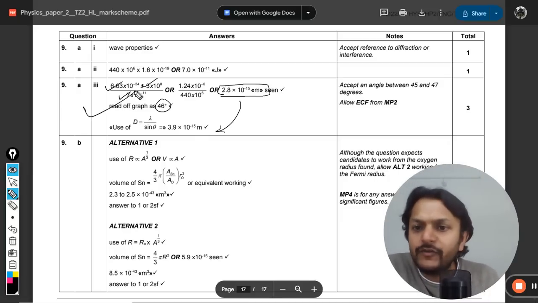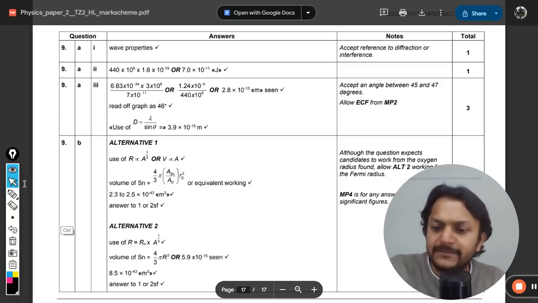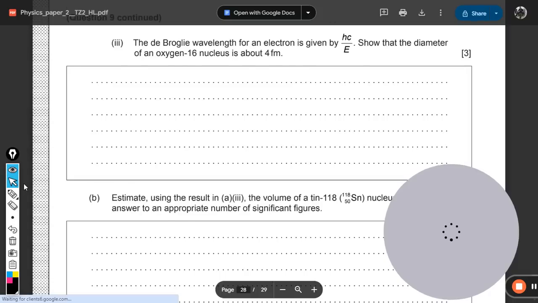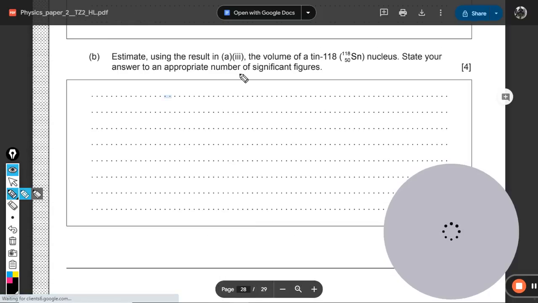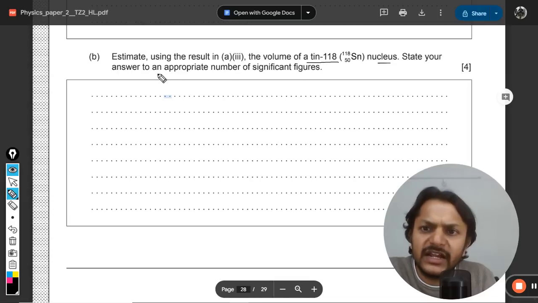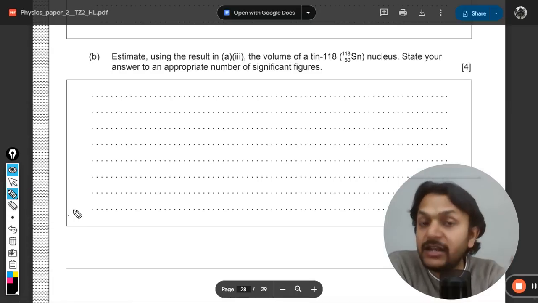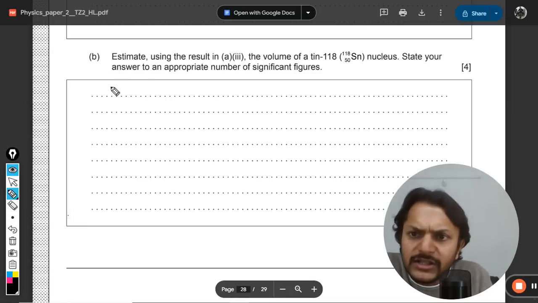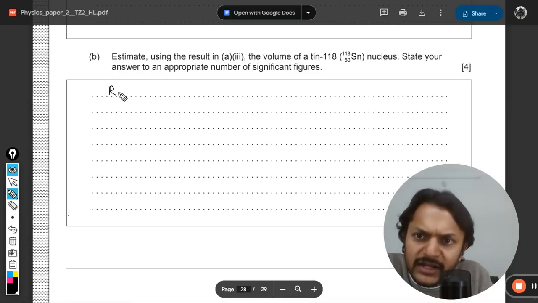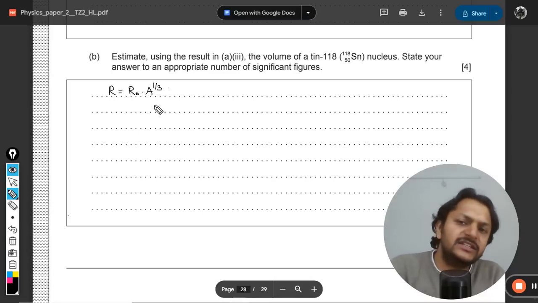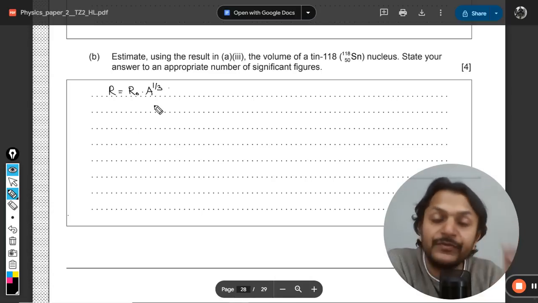Yes. Now we're moving into the next question. Let's see. Estimate using the result in A3 the volume of tin nucleus. State your answers to appropriate number of significant figures. Okay. So now we have to use the second method that I have suggested to you, that R is equal to R naught A raised to power 1 by 3. This is the formula that we are now going to use.